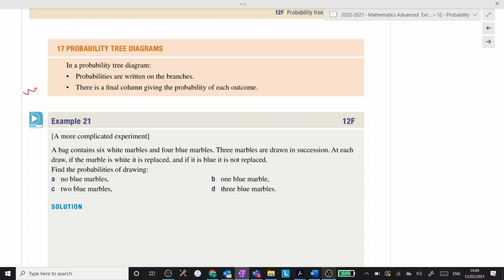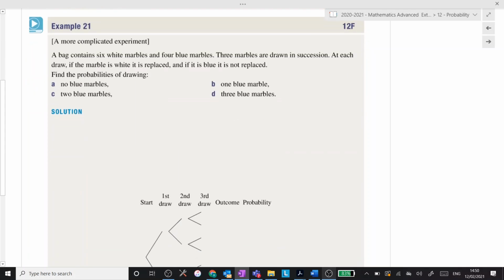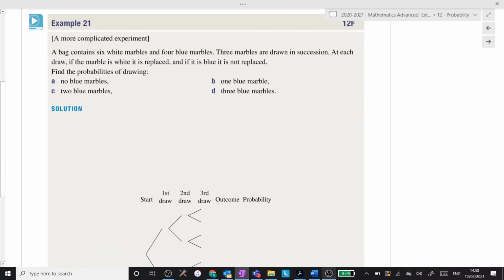A bag contains 6 white marbles and 4 blue marbles. 3 marbles are drawn in succession. At each draw, if the marble is white, it is replaced. If it is blue, it is not replaced. Find the probabilities of drawing no blue marbles, 1 blue marble, 2 blue marbles, and 3 blue marbles.